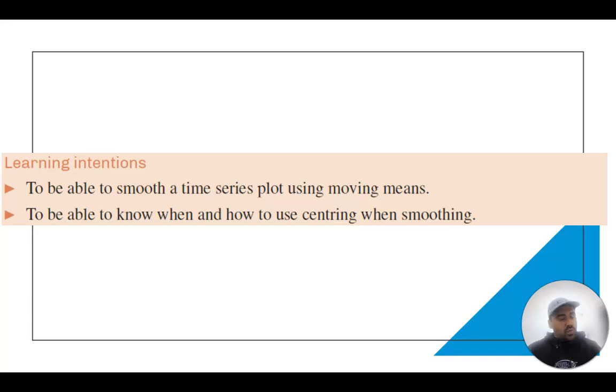So what are we going to do? What we're hoping to achieve by the end of this is that you want to be able to smooth a time series by a process called moving means. Now there are two different types: there's moving means, and there's also finding medians. Moving means is the one we're going to focus on, but it's good to know the difference between the two just in case you're doing the exam. You've got to know the difference between moving means and finding medians, and know when and how to use centering when smoothing.